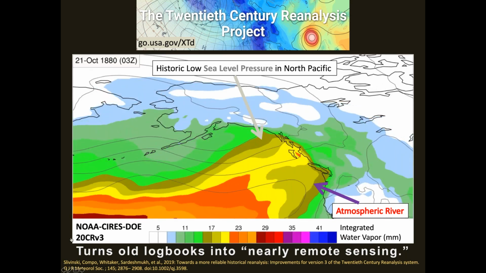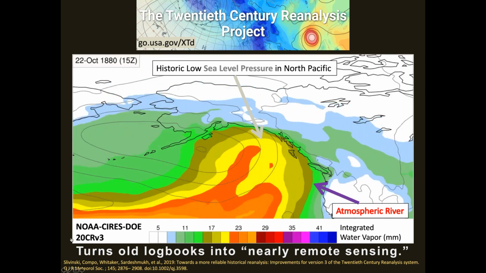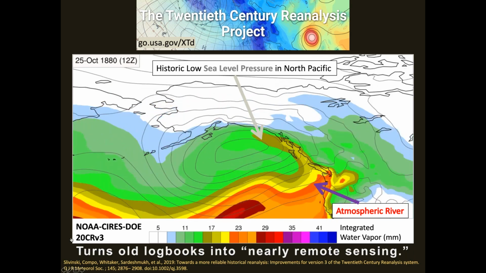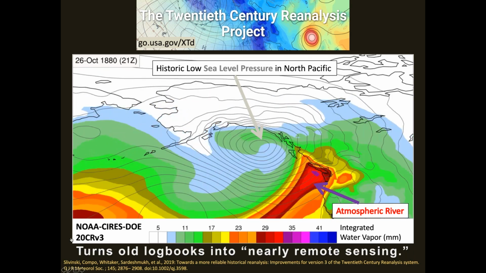So this is October 1880, and we're going to see the historic low pressure at sea level in the North Pacific. And you'll also see what is an atmospheric river forming. All this was done from the ship logbook data and station data. And those logbooks, many of them have come from the Old Weather Project.